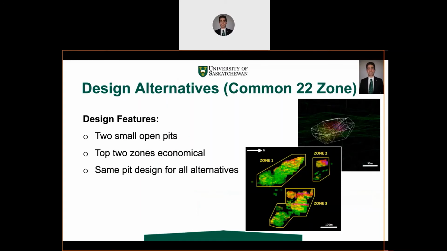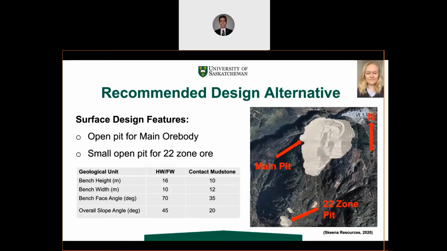Since the 22 zone ore body is separated from the main ore body, we considered it as its own separate design. We split the 22 zone into 3 further zones, with zones 1 and 2 near surface and zones 3 being deeper. We found that zones 1 and 2 can be taken as their own open pit, and that mining out zone 3 drops the ore grade to uneconomical levels and therefore it will not be mined out in our design.